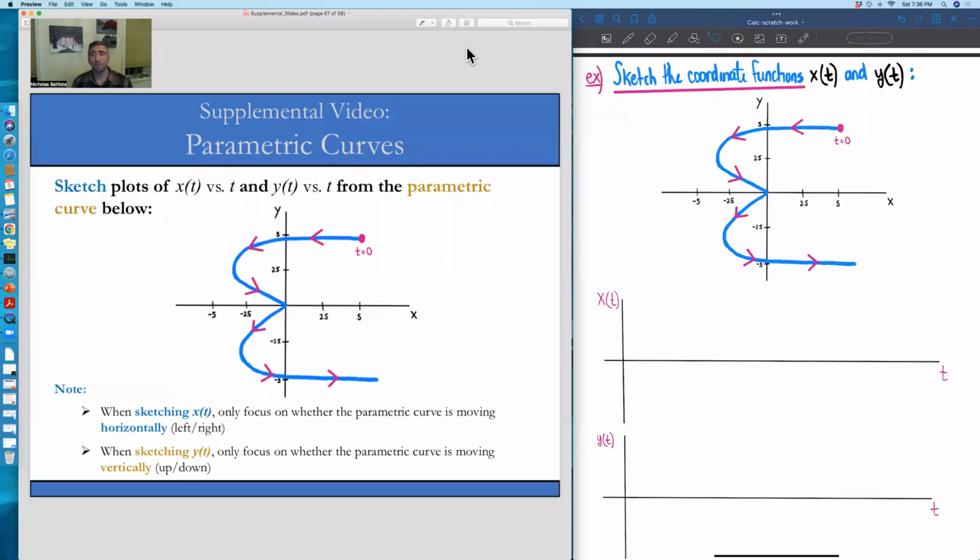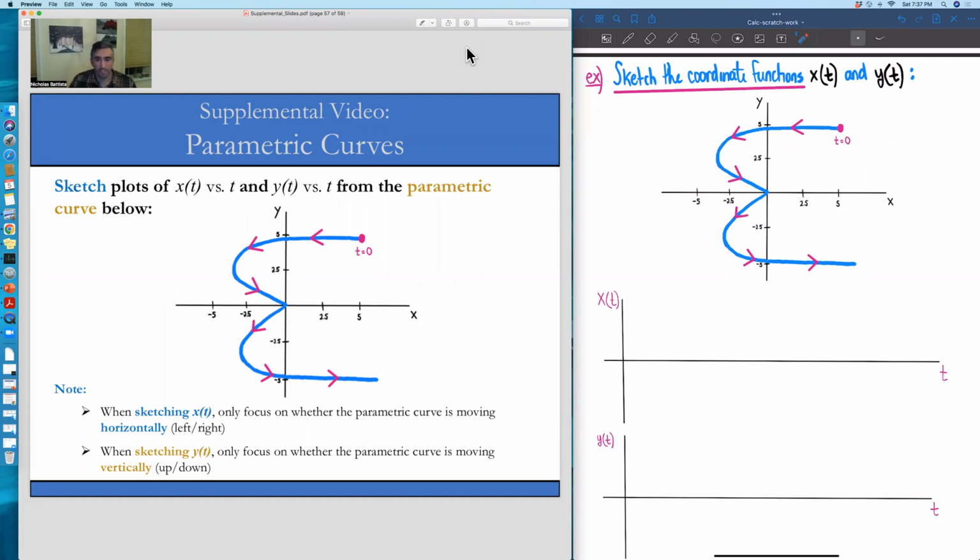In this example, we're going to sketch plots of the coordinate functions from the given parametric curve. So the given parametric curve we have is the one following here. This is on the XY plane. And what we're going to try and do is extract the X versus T plot and Y versus T plot from this given parametric curve.